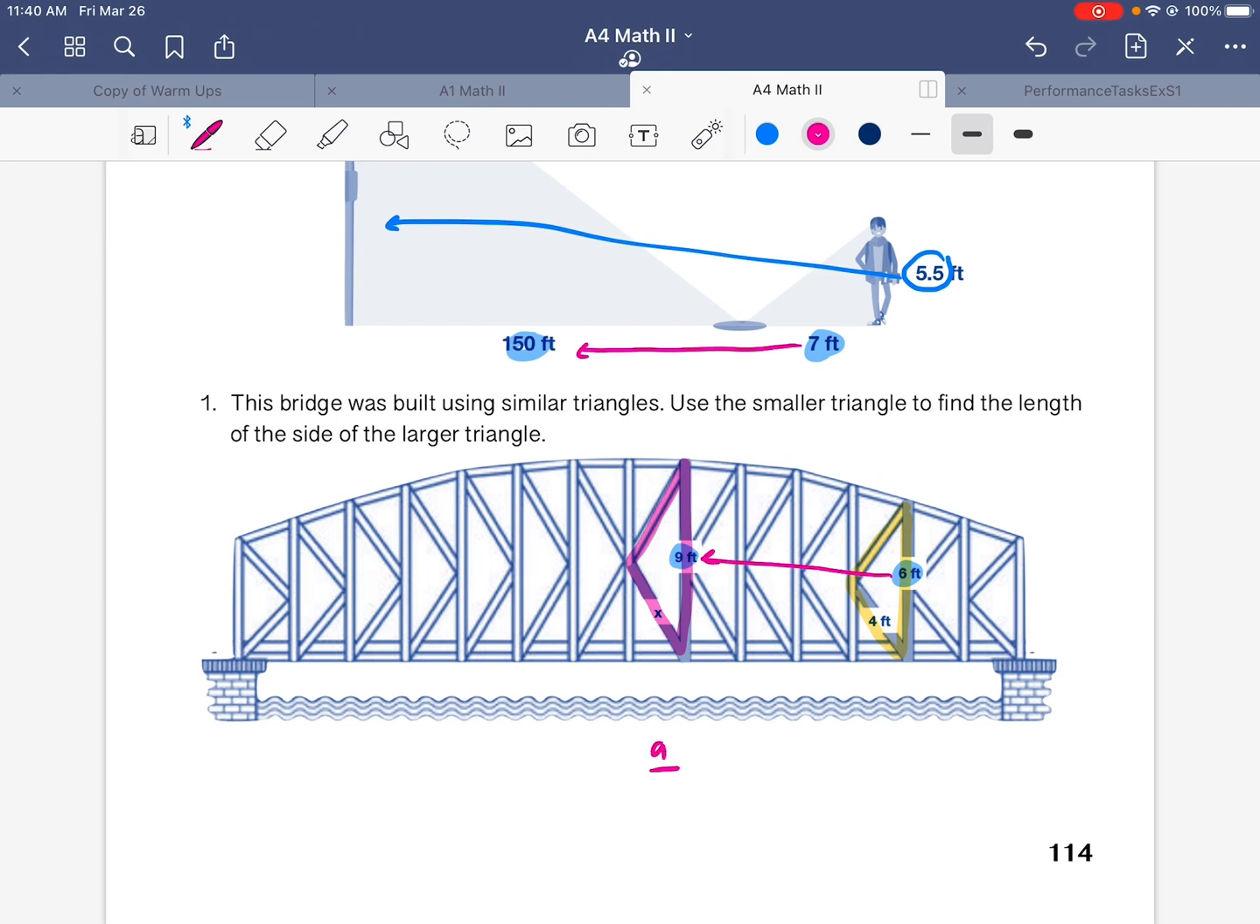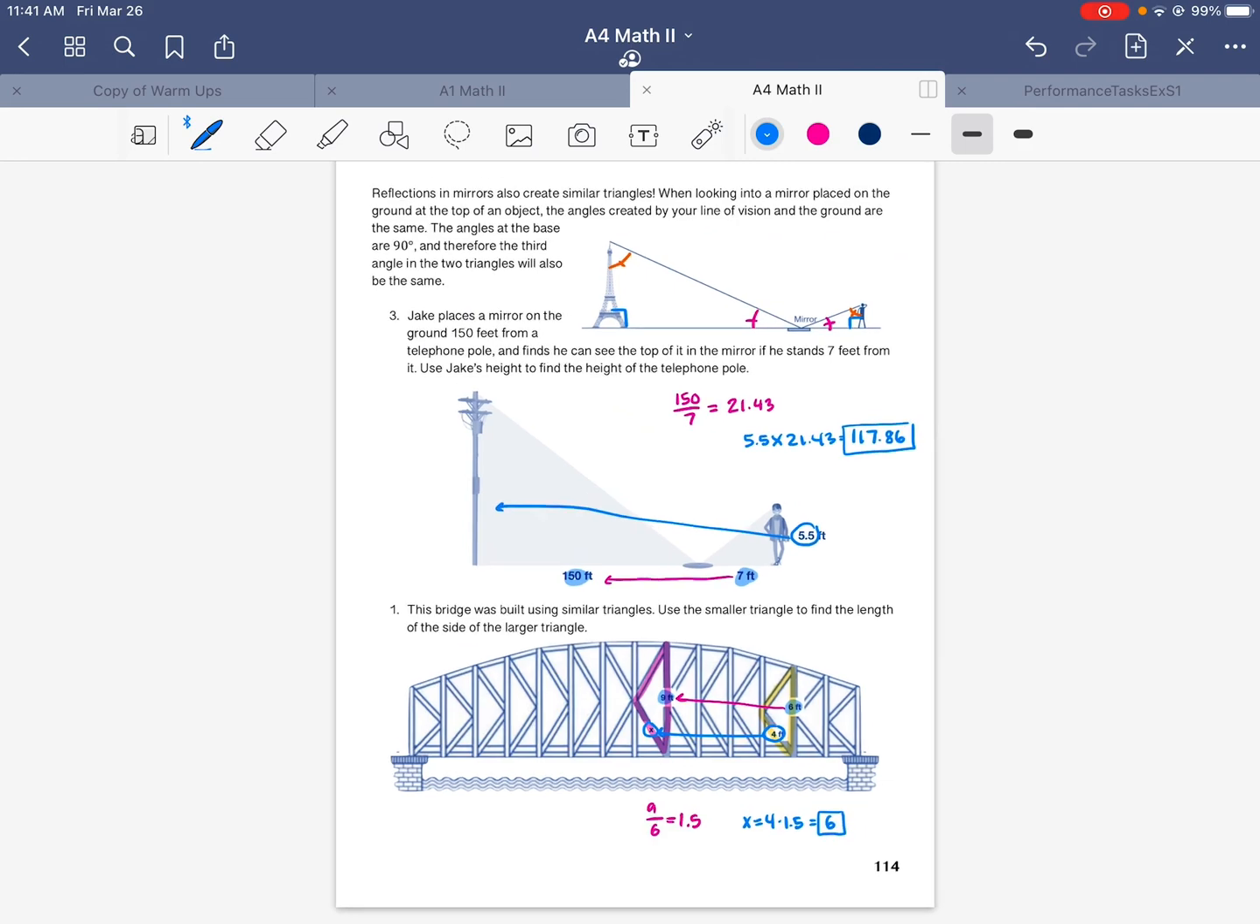So if we do 9 divided by 6, that gives you 1.5. And you can do the same thing for the 4-foot side of the triangle to see what x is. So x equals 4 times 1.5, which is 6, I believe. 4 times 1.5, there we go, yep. So x is equal to 6. So that's our similar triangles.